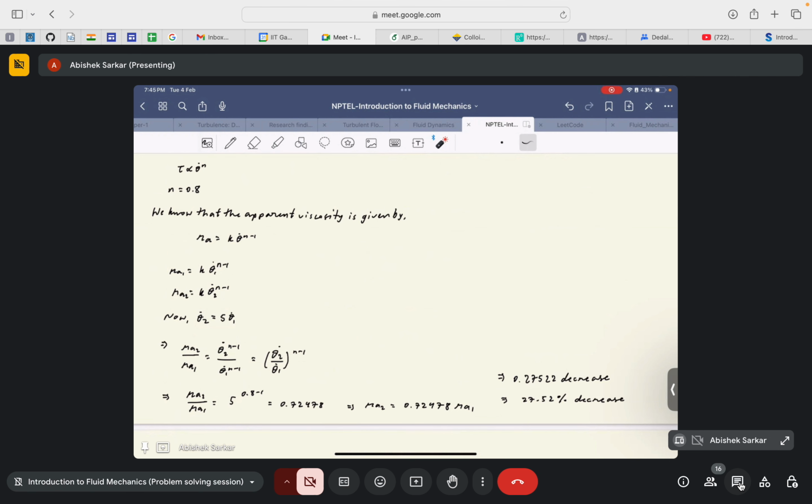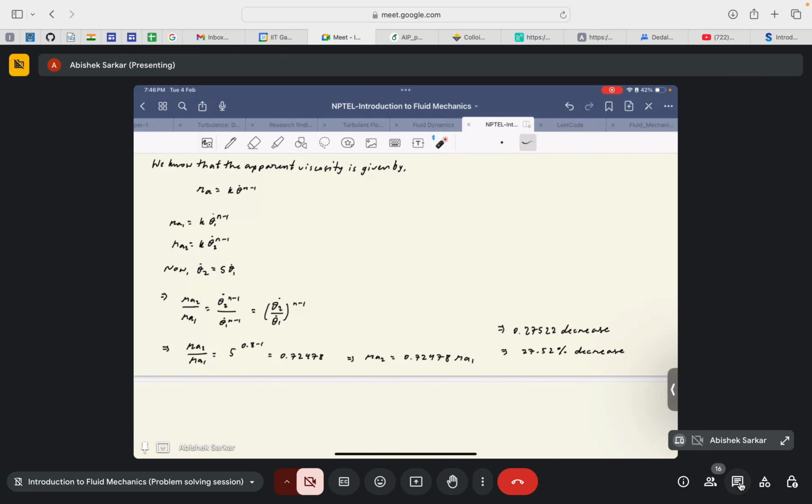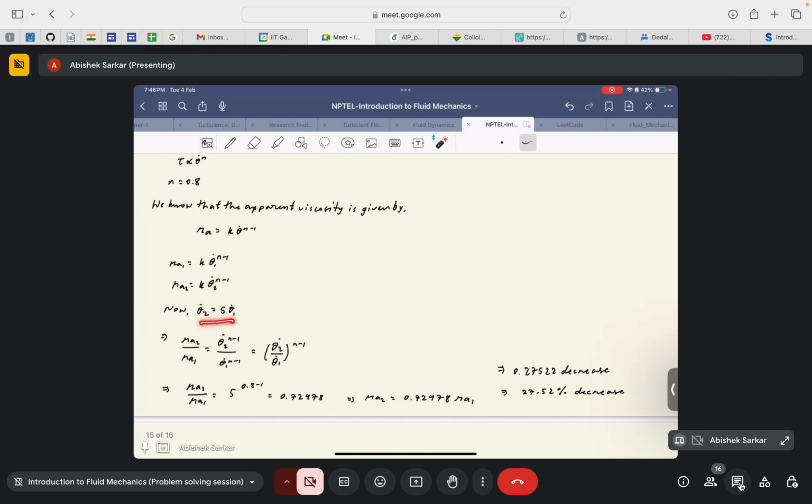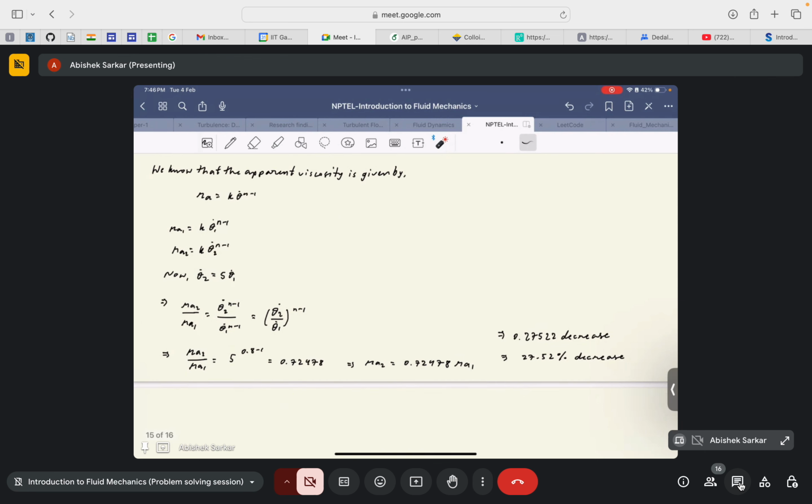Then mu a2 by mu a1 would be 5 to the power 0.8 minus 1, because theta dot 2 by theta dot 1 is 5. Then we have that mu a2 by mu a1 is 0.7248, or mu a2 is 72.47% of mu a1. Okay, so it will basically mean that if you want to find mu a1 minus mu a2, because you need to find a difference, an increase or decrease, then it will be mu a1 minus this value.